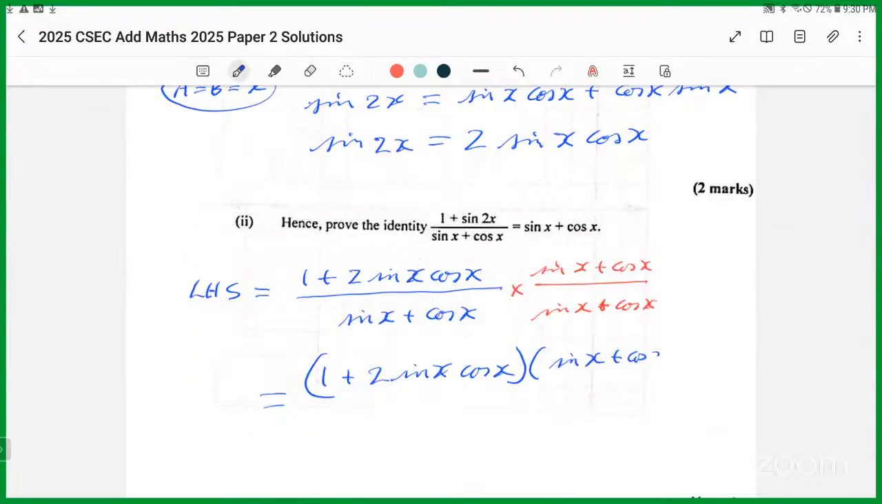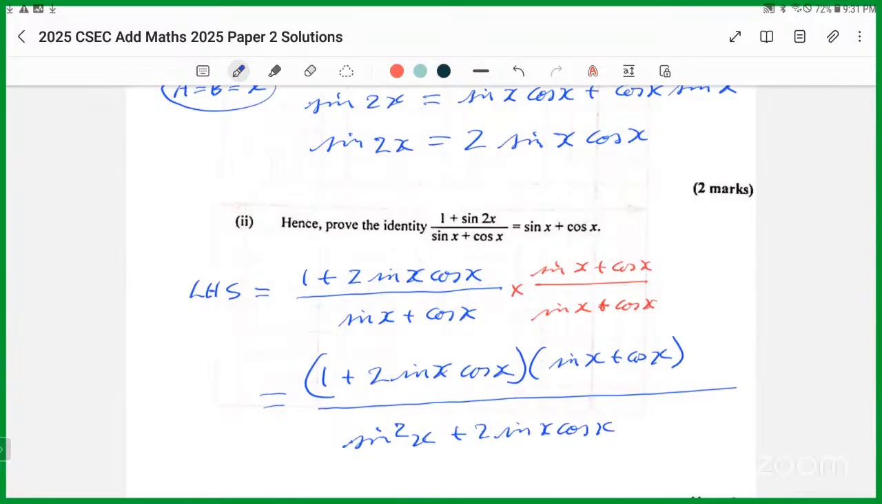So sin x plus cos x, and I'm putting that over... I'm going to multiply this time. Now that's a perfect square, right? This time this is a perfect square of that. So it becomes the first term squared, which is sin squared x, plus twice the product, which is 2 sin x cos x. And the second term squared is cos squared x.